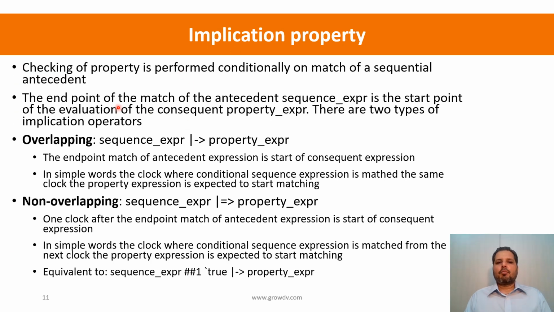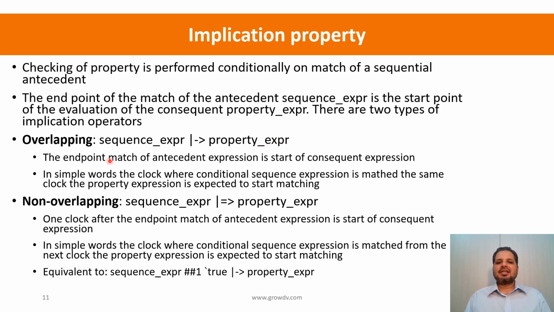So in the implication operator, the check on the property is performed conditionally on a match of a sequential antecedent. We have already seen that the sequence expression on the left side of your implication operator is called the antecedent, and the one on the right side is called the consequent. When the antecedent is completely matched, the endpoint of the match of the antecedent sequence expression is the starting point for the evaluation of your property expression. There are two types of implication operators. One is called overlapping, and notice it is a pipe, minus, and then a greater than sign. So this is your overlapping.